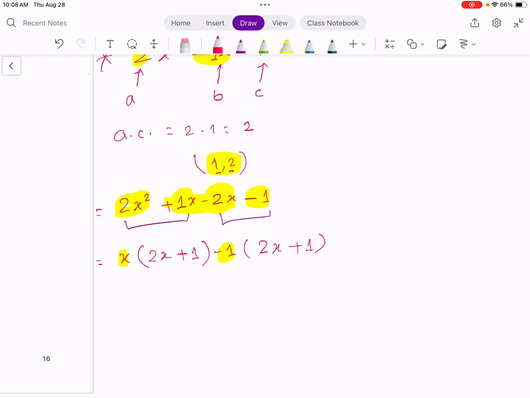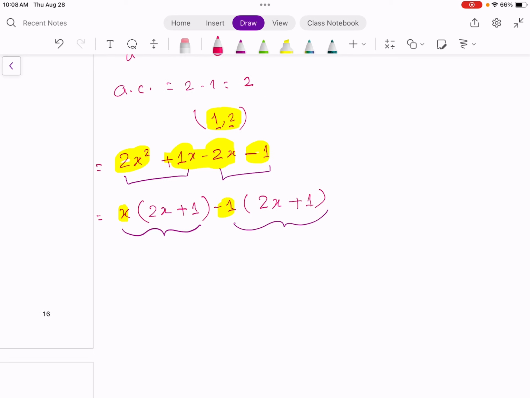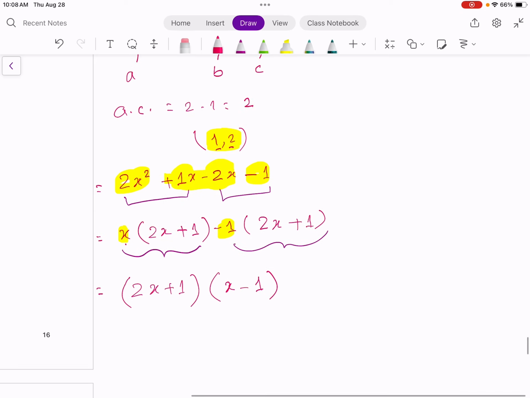Now here we have 2 expressions. This is the first expression and this is the second expression. In these 2 expressions, what do we have as a common factor? 2x plus 1 is common. So let's factor out 2x plus 1. Make sure you have the parenthesis, and in the other parenthesis, you write down the remaining terms. So we have x minus 1, and these are the factors for our polynomial 2x squared minus x minus 1.